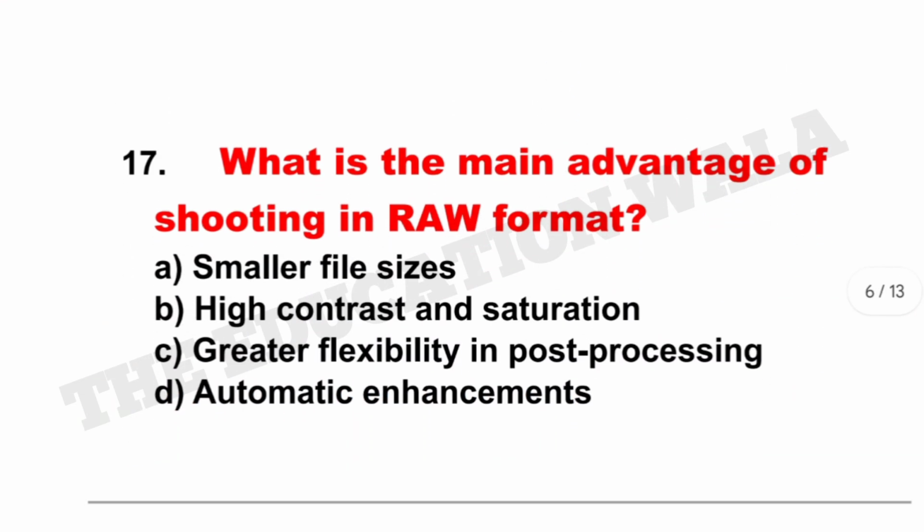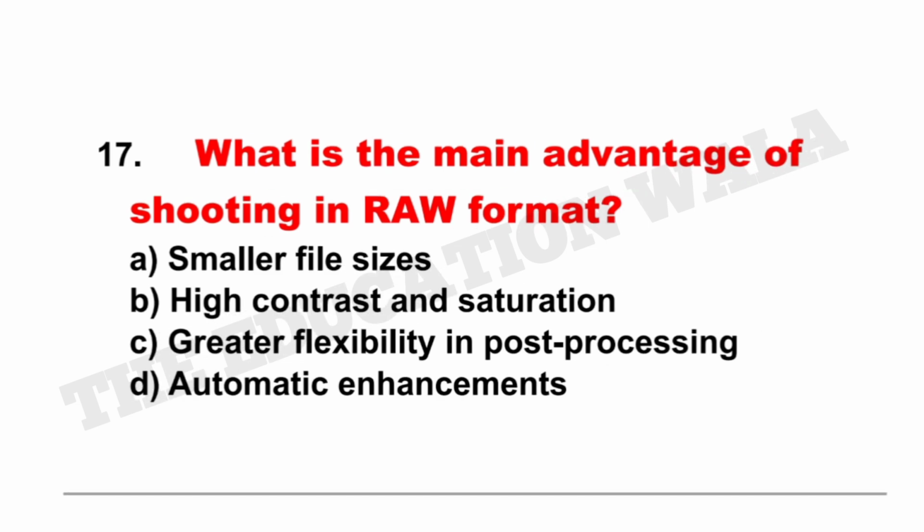Question number 18. What is the main advantage of shooting in RAW format? Option A, smaller file size. Option B, high contrast and saturation. Option C, greater flexibility in post processing. Option D, automatic enhancement. Right answer is greater flexibility in post processing.